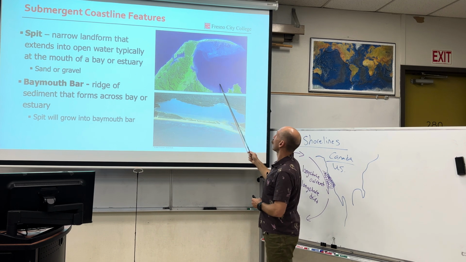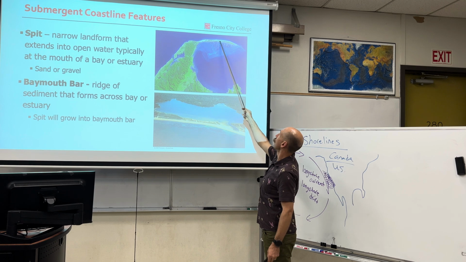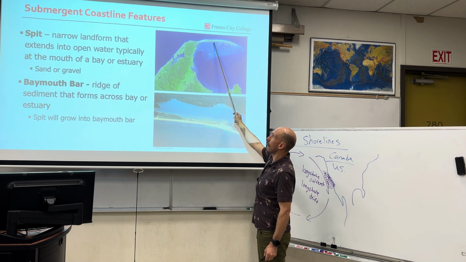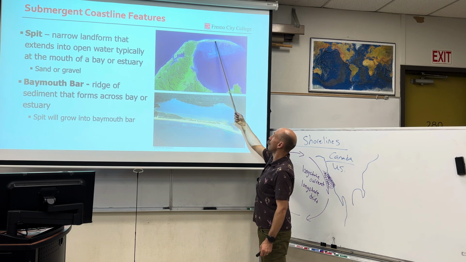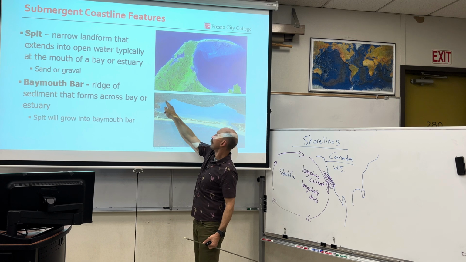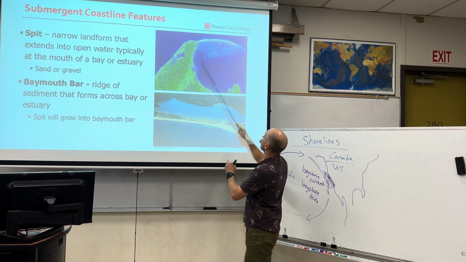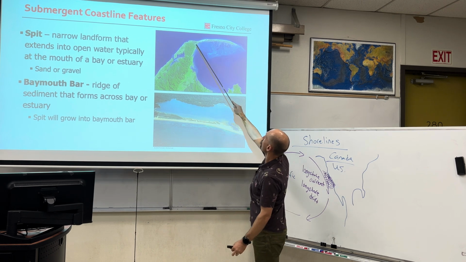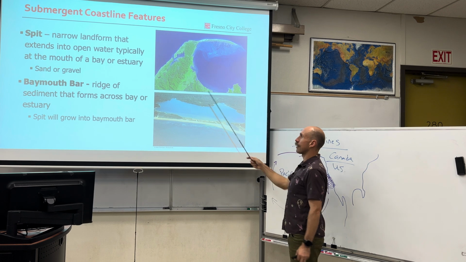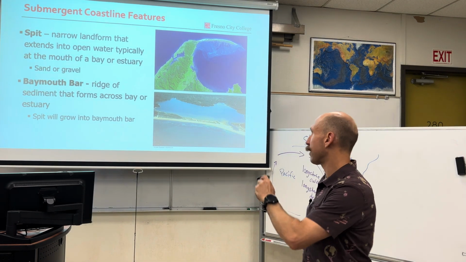So submerged coastlines will form sand that can extend out of a certain point. This is called a sand spit, a narrow landform, usually made of sand or gravel. Bays that form can have a sand spit. So this is a bay with a sand spit. If the sand spit were to come all the way across the way that it has here, that is called a bay mouth bar, a sand spit that forms across the length of the entire bay.